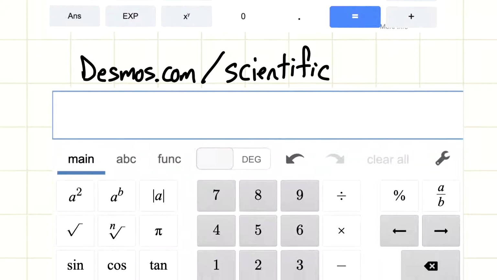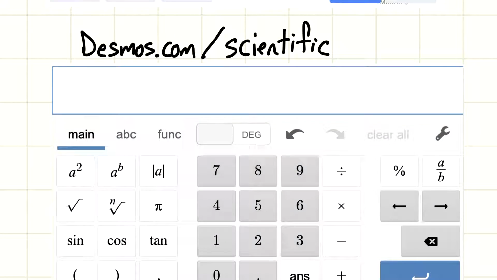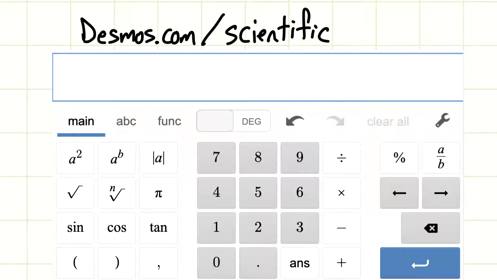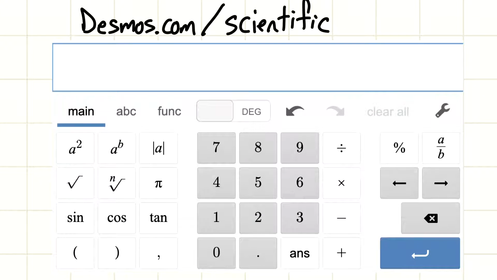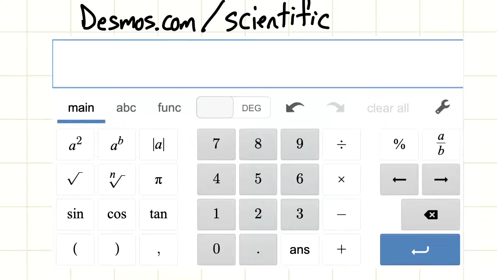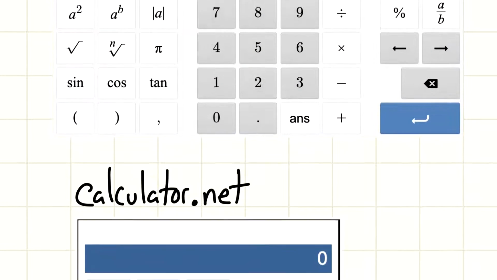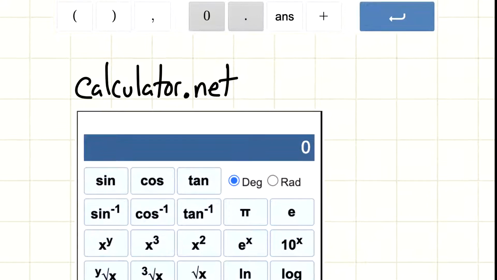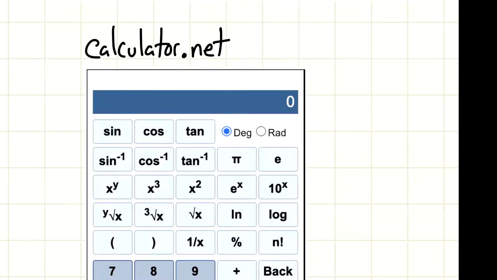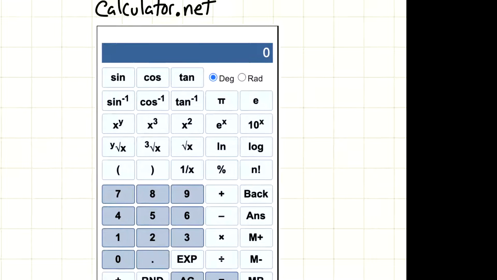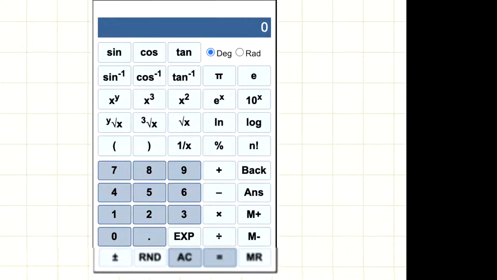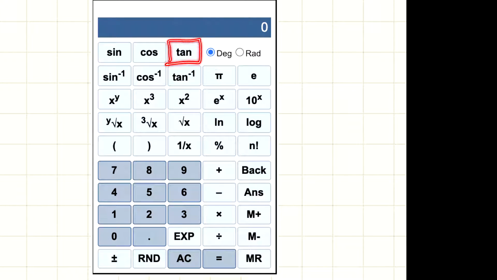If you go to desmos.com, they have a scientific calculator, not their graphing calculator, their scientific calculator. It looks something like this, and again, they have a tan button. I even added an extra one. If you just went to calculator.net, I think they give a pretty simple and cool looking calculator. This one also has a tan button.